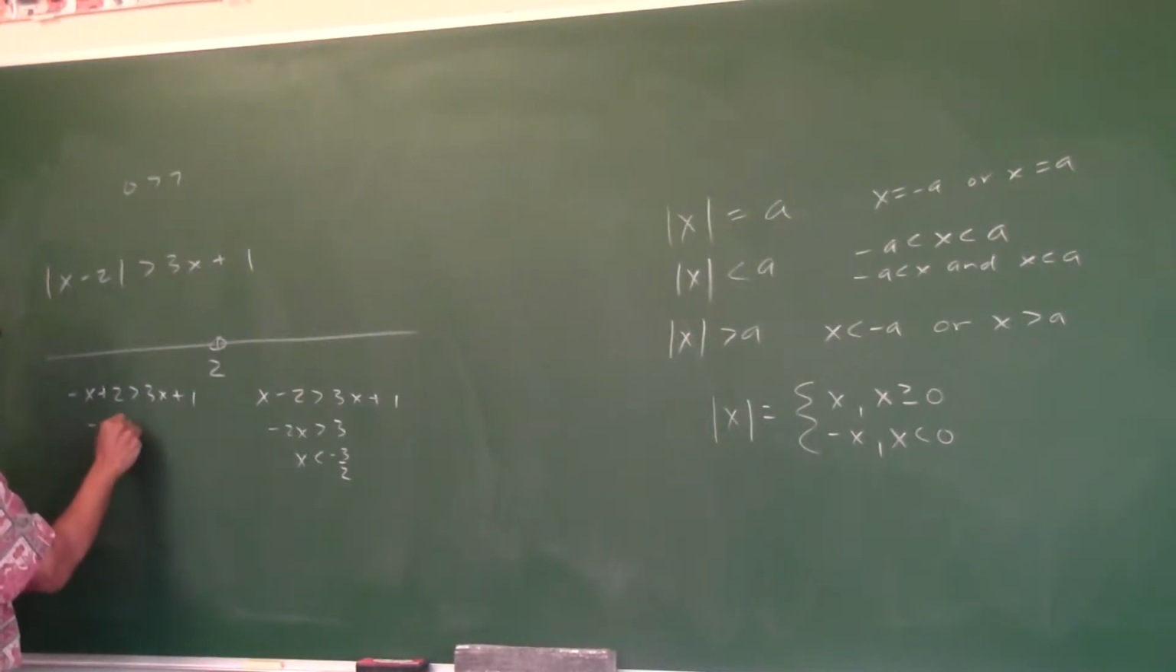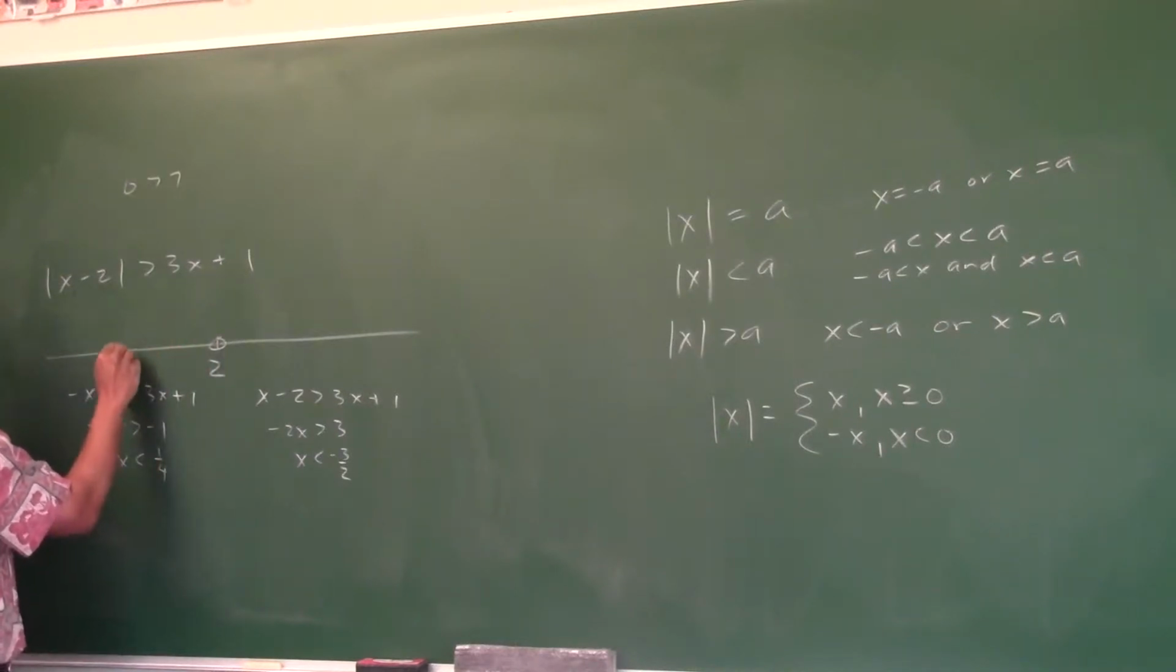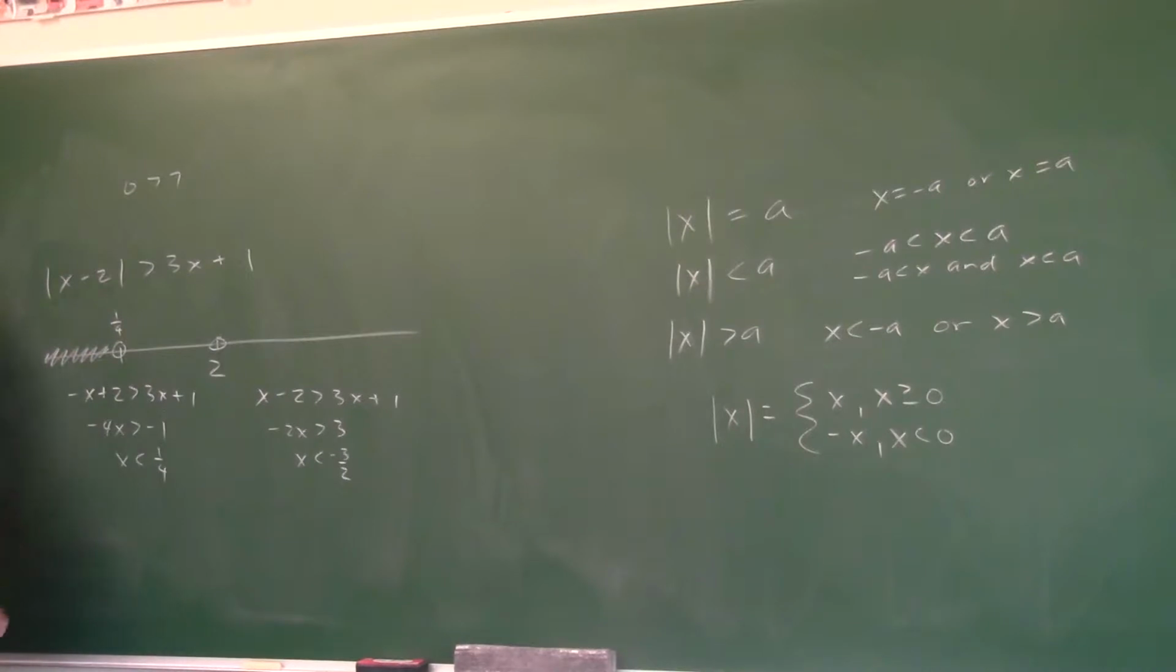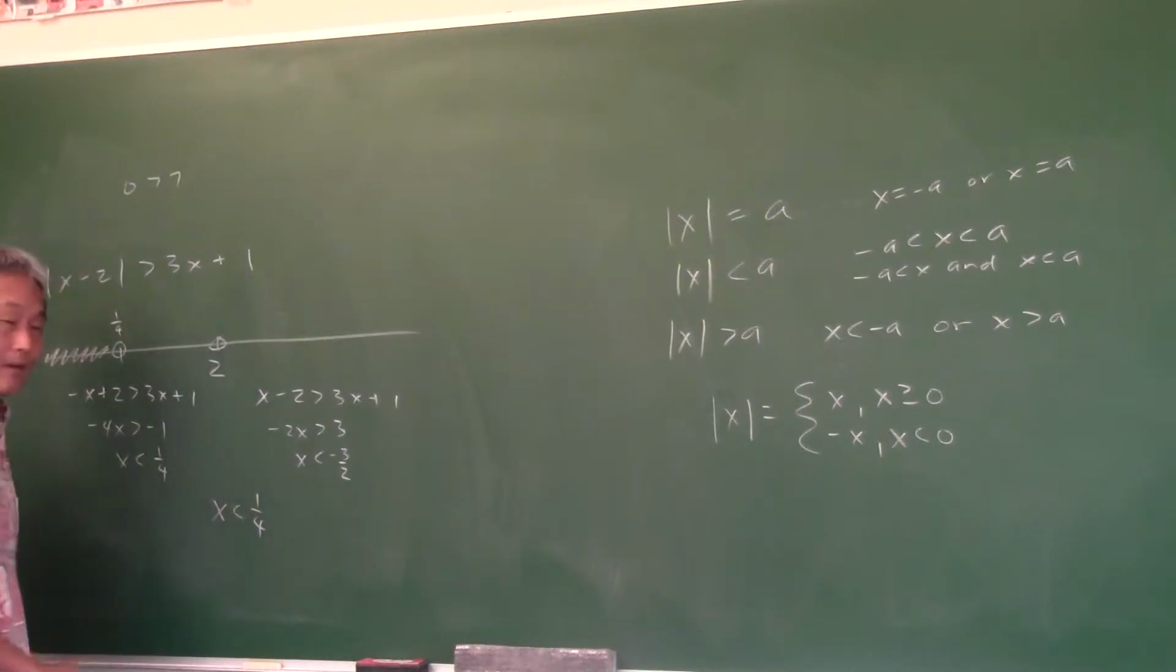Now solve this inequality. Negative 4x is greater than negative 1, so x is less than 1/4. How do you graph x is less than 1/4 only on this interval? Well, 1/4 is here, and then x is less than that will be everything to the left. And then you just look at your number line, and that's your answer. So the answer would be x is less than 1/4. And I believe that was the same answer there.